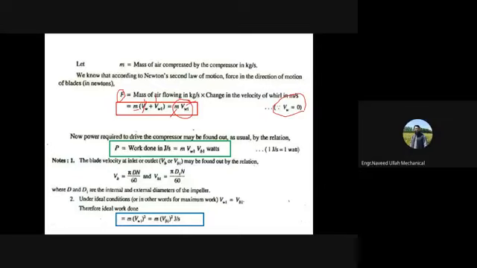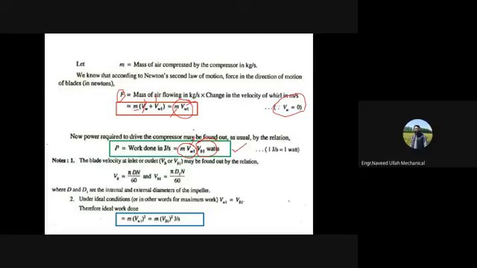Okay, now the power is very simple. You just need to multiply this force with the blade velocity, VB1. So here you get the power consumed by the compressor, or the power required to drive the compressor.